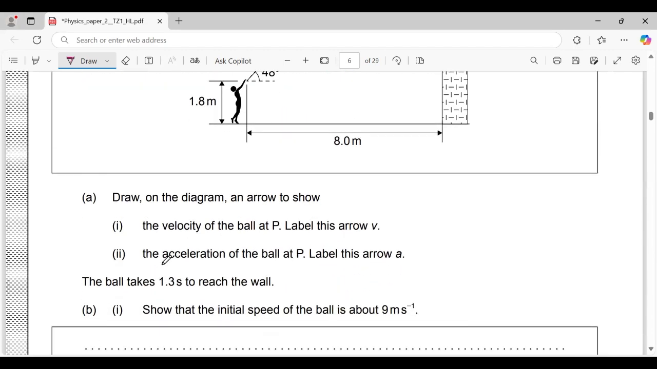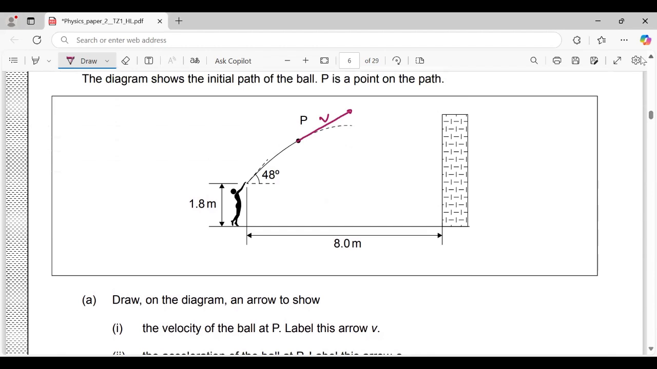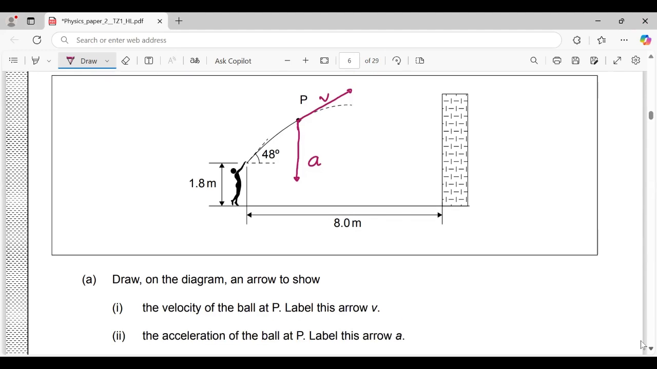Part 2, the acceleration of the ball at P, label this arrow A. The acceleration direction is downwards because of gravitational force. So like this, downwards. Okay, due to gravitational force.